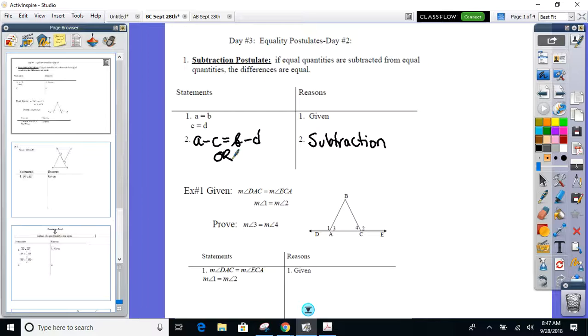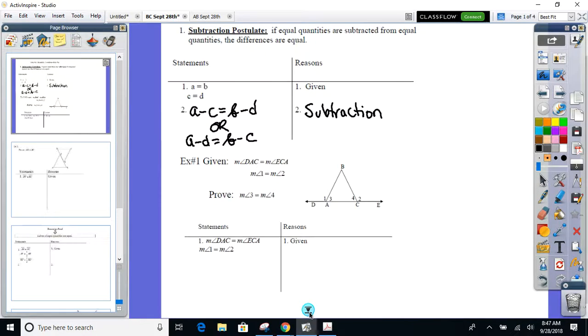Or what else could we write? A minus D is the same as B minus C by subtraction. All the rules still apply. Still need 2 pairs of equal quantities. All right, let's actually throw it into some geometry now.